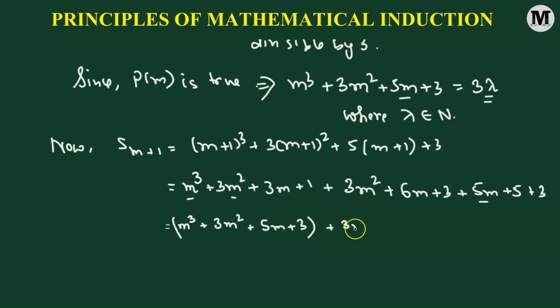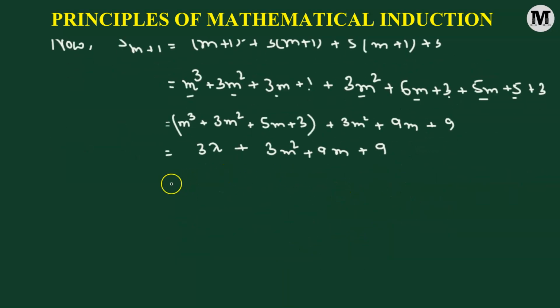We have 3 times m squared. Then we have 3m plus 6m, which corresponds to 9m, added to 1 plus 3, so that's 4, and 4 added to 5 is 9. Now we can replace the first 4 terms with 3 lambda. Then we have 3 times m squared plus 9m plus 9. From each of the terms, we can take 3 as the common factor, such that we have 3 multiplied by lambda plus m squared plus 3m plus 3. So this is the expression for S of m plus 1.